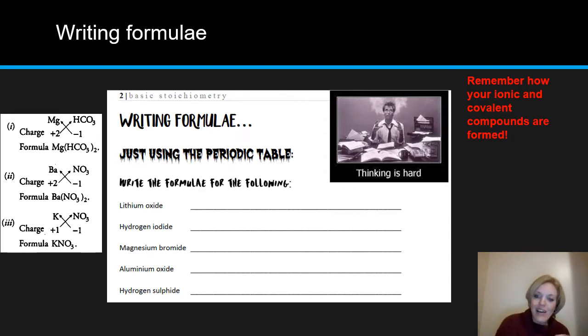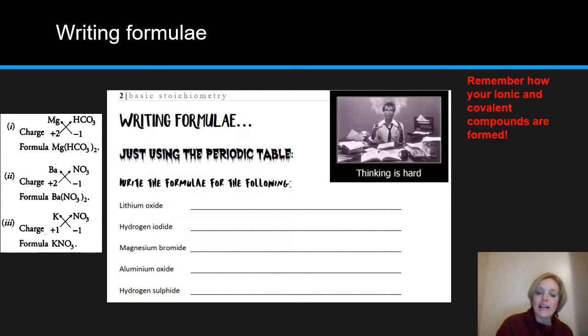There's a little trick or a little method that I'm going to show you today. It's called the swap and drop when it comes to charges. This is a nice way to predict the actual chemical formula of your compound. So let's look at, on the left-hand side, there's a little column there. There are three different compounds. You've got some hydrogen carbonate, and some magnesium, in the first one.